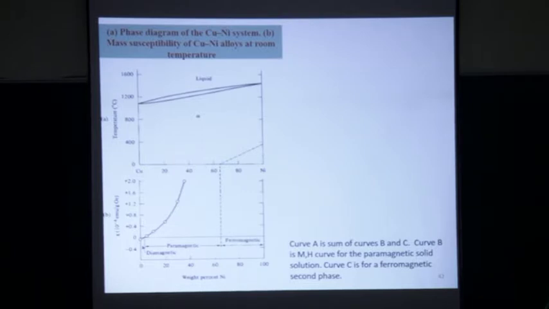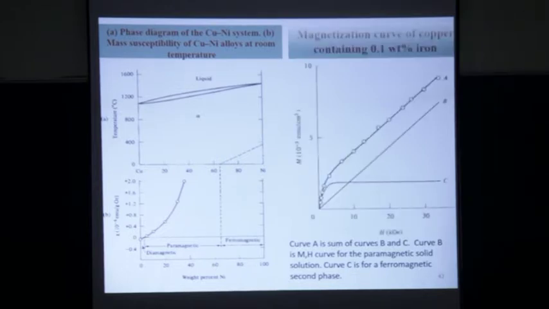Okay? So you can get this diamagnetic effect, paramagnetic effect, ferromagnetic effect, all in the same alloy system, depending upon the composition. So once you fix the composition, its behavior is fixed. So you can change the properties by changing the alloy composition.